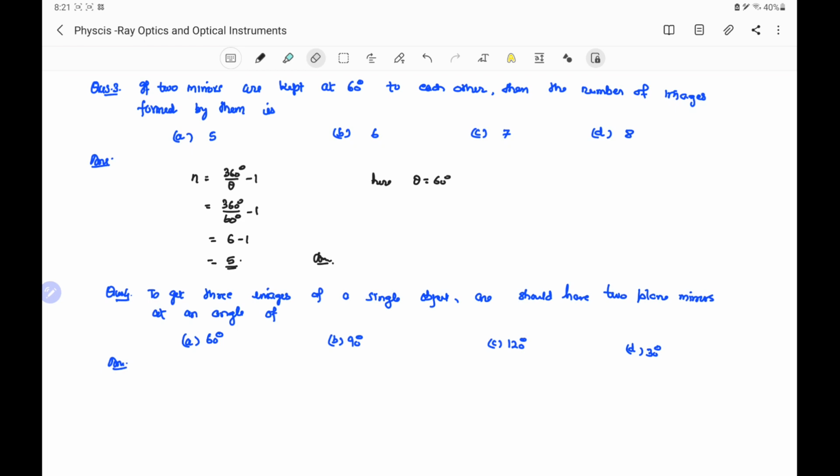A similar question is: to get three images of a single object, the two plane mirrors should be at what angle? Using the formula n = 360 degree by theta minus 1, the number of images to be formed is 3. So 360 degree by theta minus 1 equals 3, or 360 degree by theta equals 3 plus 1, that is 4, or theta equals 360 degree by 4, which is 90 degree. So the angle between the mirrors should be 90 degree. Option B is the correct option.